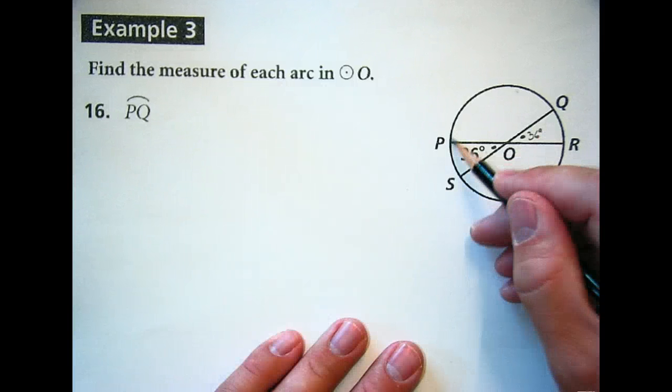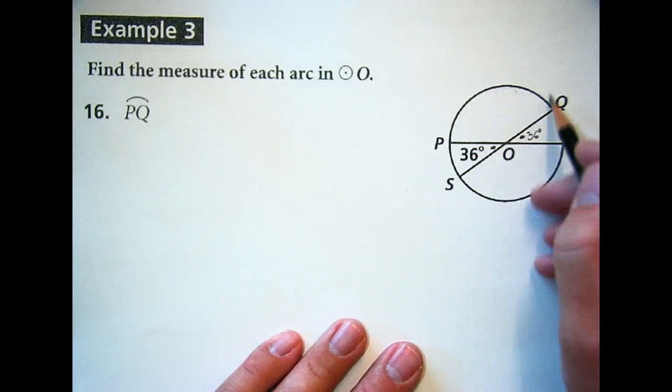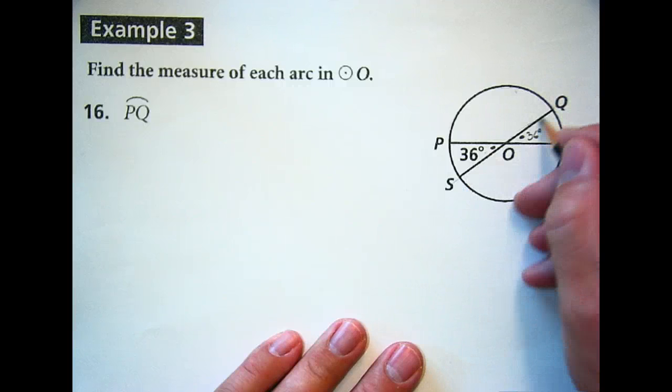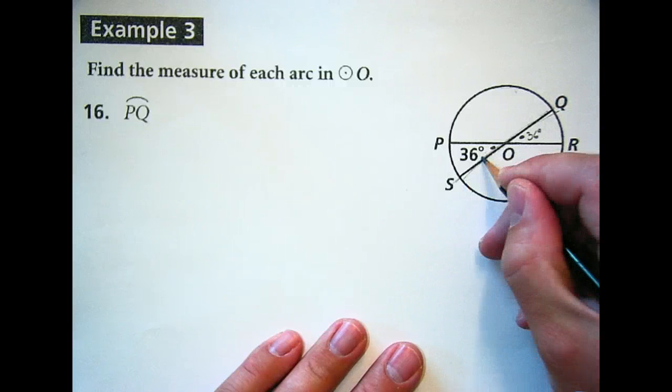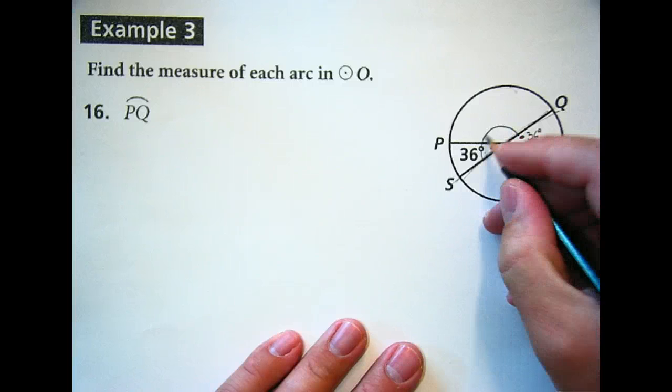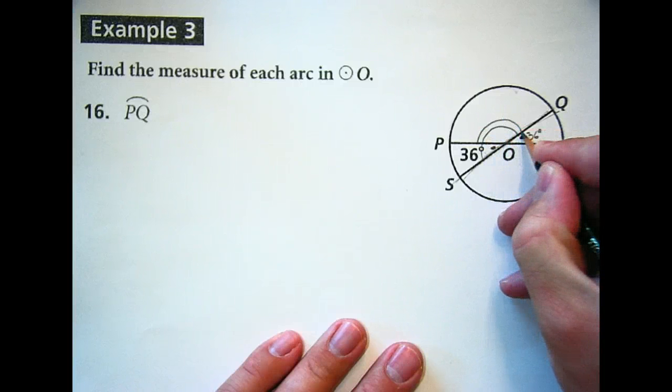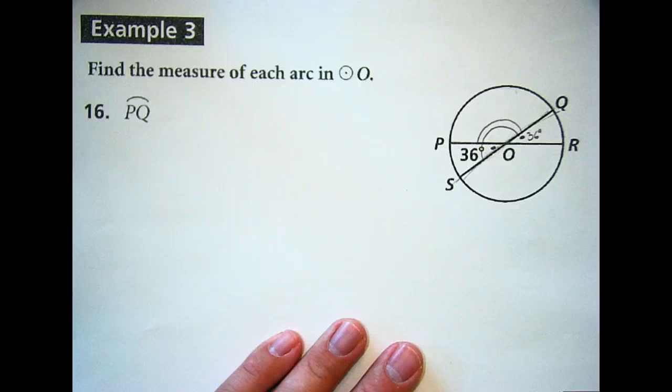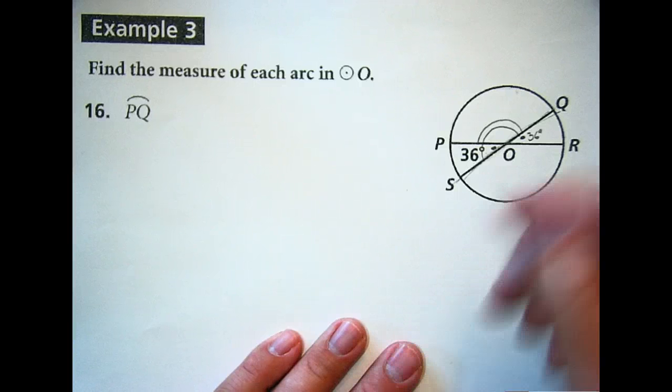It's asking for PQ. So you've got to mind our P's and Q's here. Okay? This is 36 right here. What's the supplement of 36? Julian? 144. Cameron, you second that?